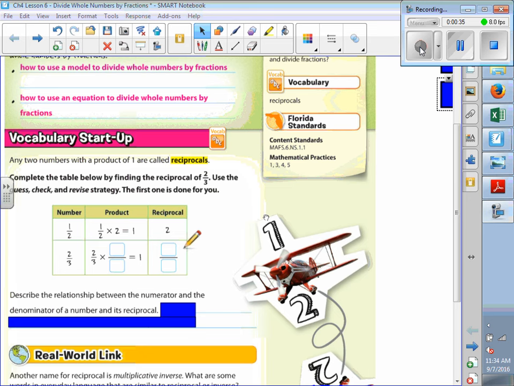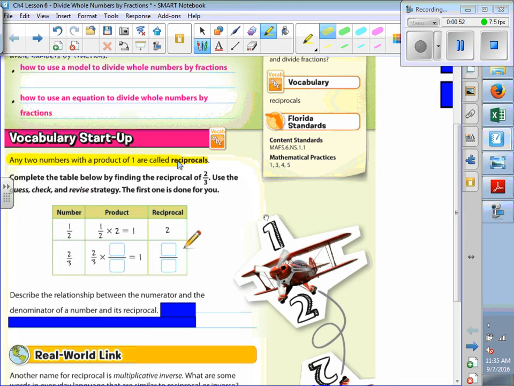All right, any two numbers with the product of 1 are called reciprocals. I want you to make sure you write down that definition in your spiral. Okay? Any two numbers with a product of 1 are called reciprocals. Okay? So we want to complete the table below by finding the reciprocal of 2/3. We want to use guess, check, and revise strategy. The first one is done for you.